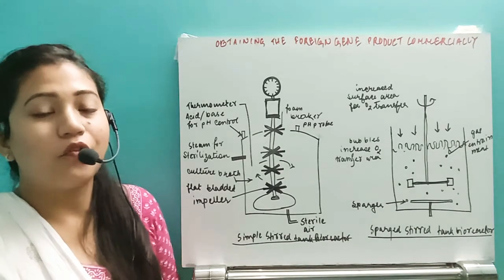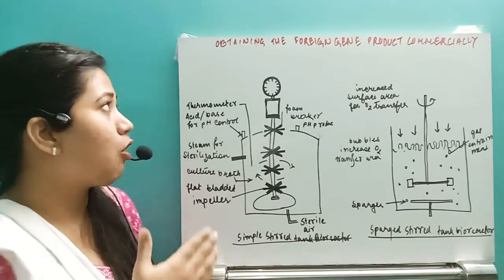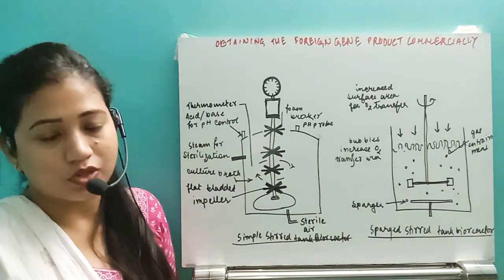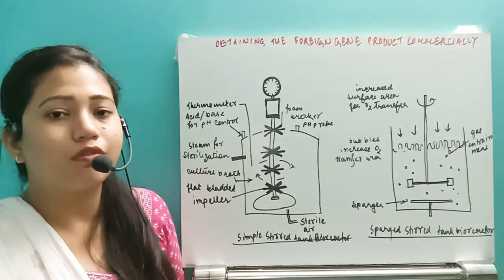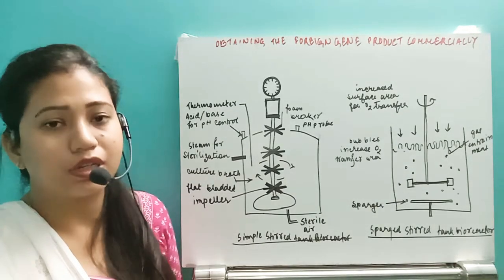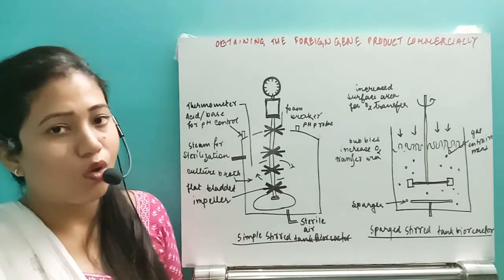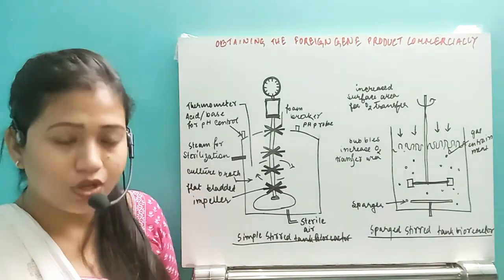Hello students, we are coming to the last part of the chapter, that is obtaining the foreign gene product commercially. So first of all, we have just made a recombinant DNA. Then this recombinant DNA was inserted inside the host, one heterologous host.